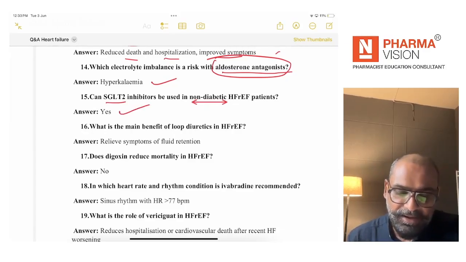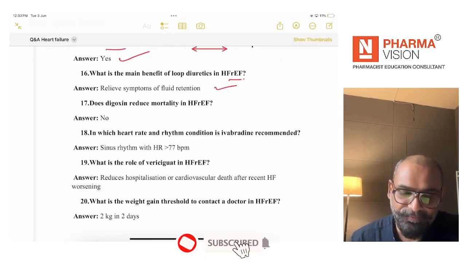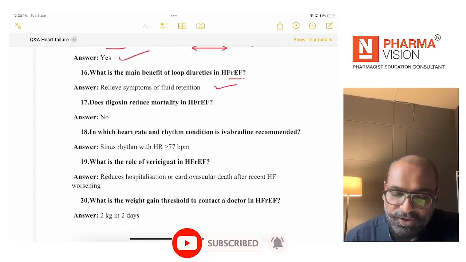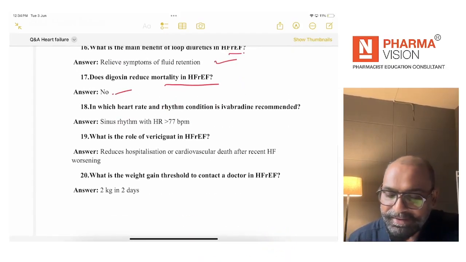Yes, that can be. What is the main benefit of loop diuretics? Relieve the symptoms of the fluid retention. Does digoxin reduce mortality? No. In which heart rate and rhythm condition is ivabradine recommended?